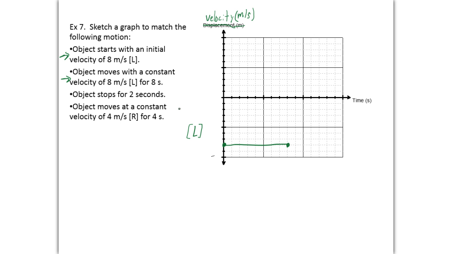It then stops for 2 seconds. So if it stops for 2 seconds, the velocity at this time now becomes 0. And then moves at a constant velocity of 4 meters per second to the right. So 1, 2, 3, 4, and does this for 4 seconds.